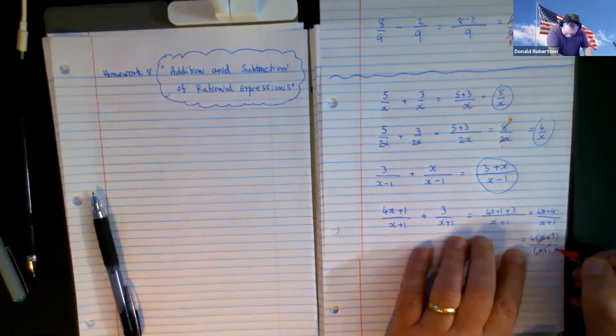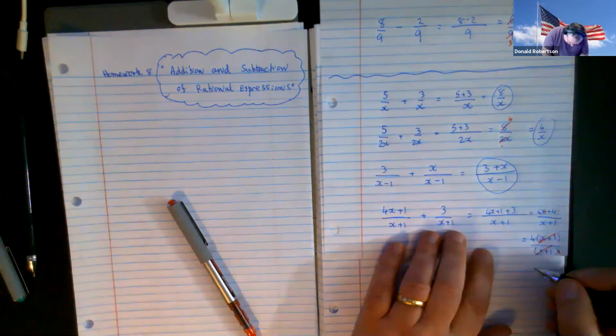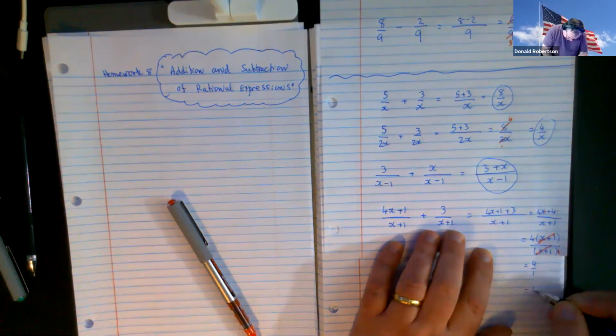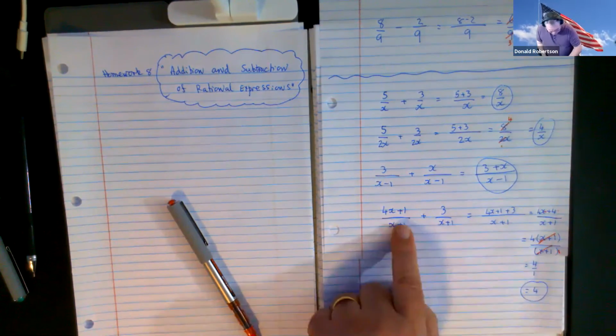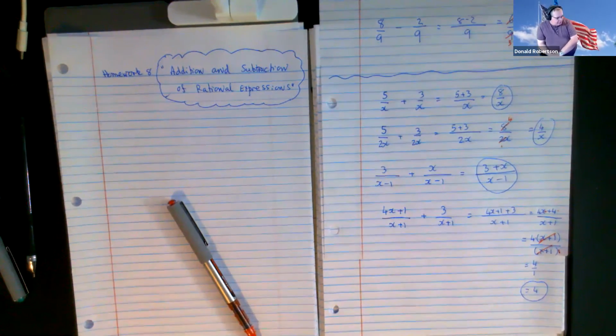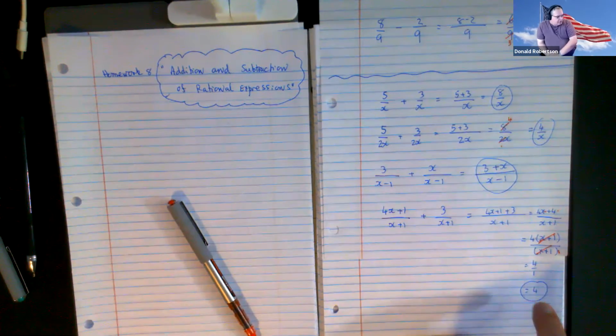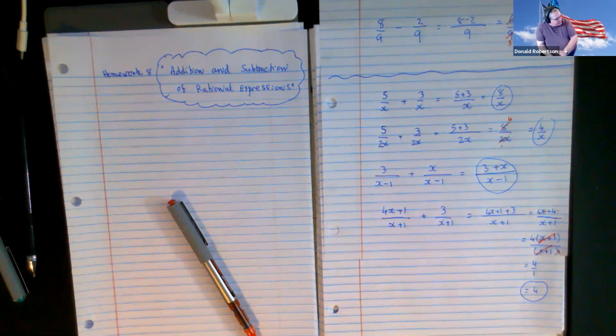I guess technically you leave a 1 behind. So that's what? 4 over 1. Wait a minute. That answer is actually 4. So those two fractions added together is actually equal to the number 4. There isn't even an x left in the answer. That's kind of surprising, but it happens.